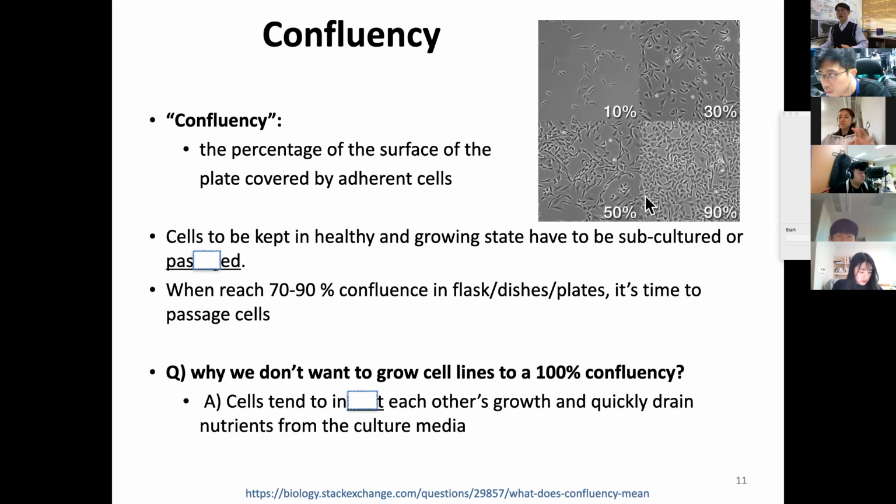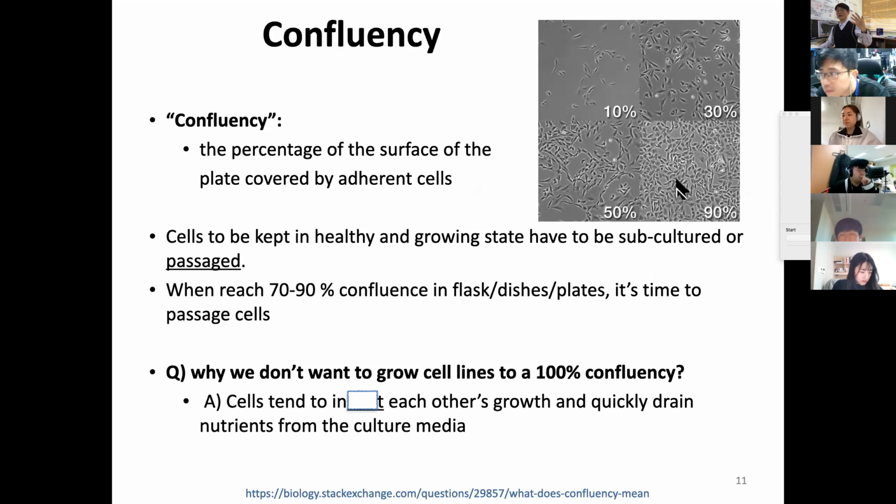So it's usually exponential growth. But when I say growing state, this process we call subculture, or passages. So this is passage 1, and when you subculture the next generation, that's passage number 2.